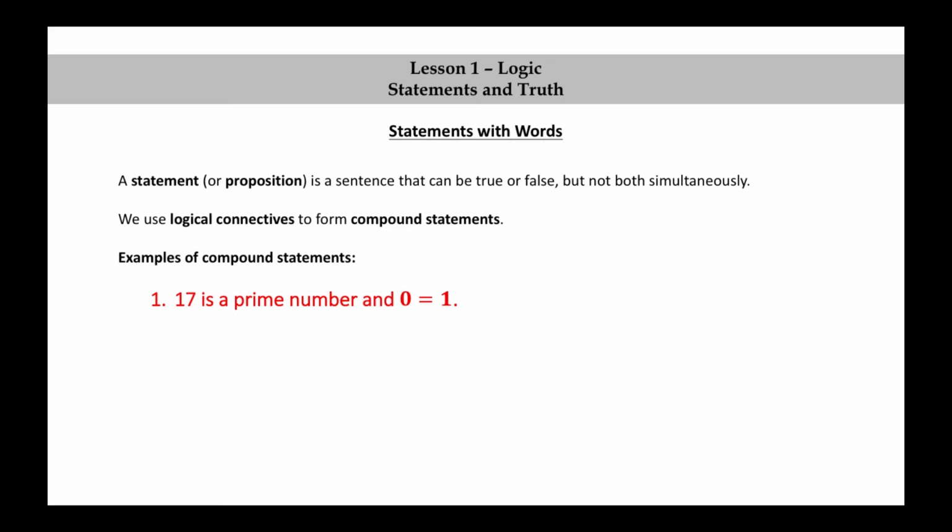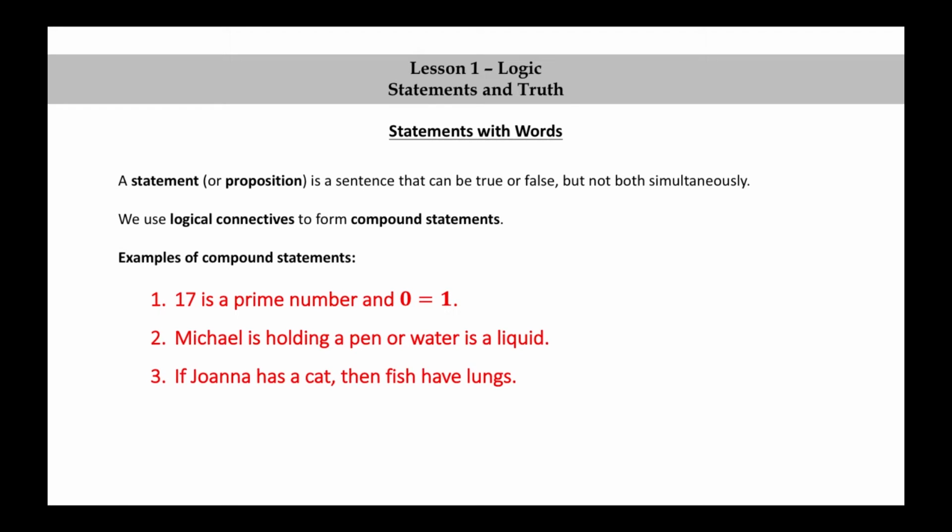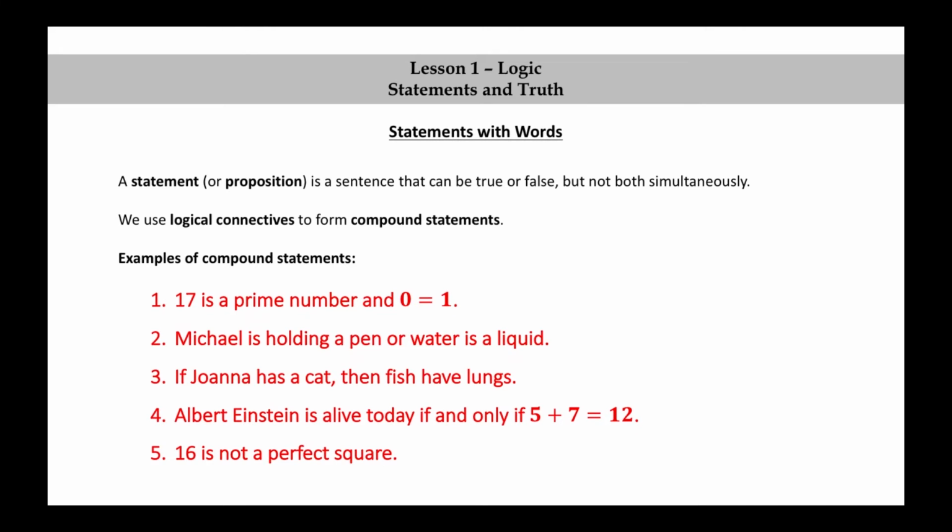17 is a prime number and 0 equals 1. Michael is holding a pen, or water is a liquid. If Joanna has a cat, then fish have lungs. Albert Einstein is alive today if and only if 5 plus 7 equals 12. 16 is not a perfect square.